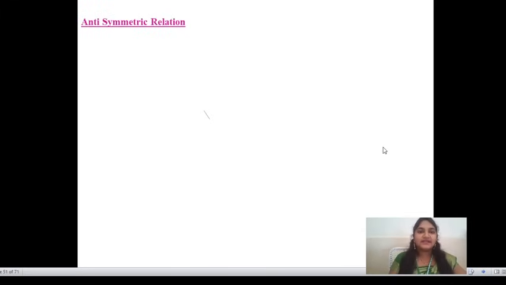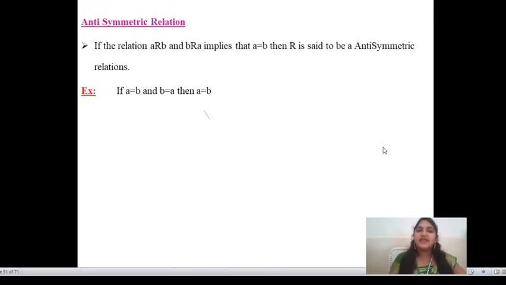Next, coming to the antisymmetric relation. If the relations A R B and B R A imply that A is equal to B, then it is known as antisymmetric. A is equal to B, then B is equal to A, then A is equal to B. If A is greater than B and B is greater than A, then A is not equal to B. So this is the antisymmetric relation.